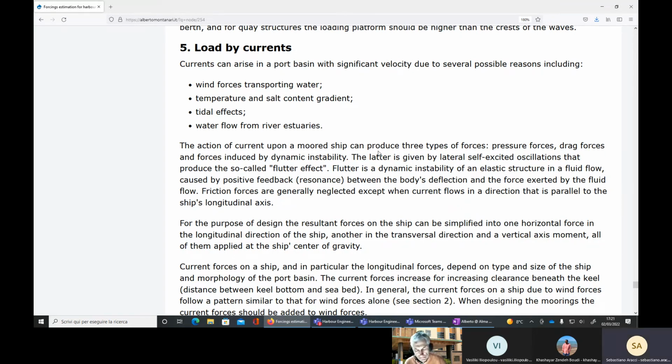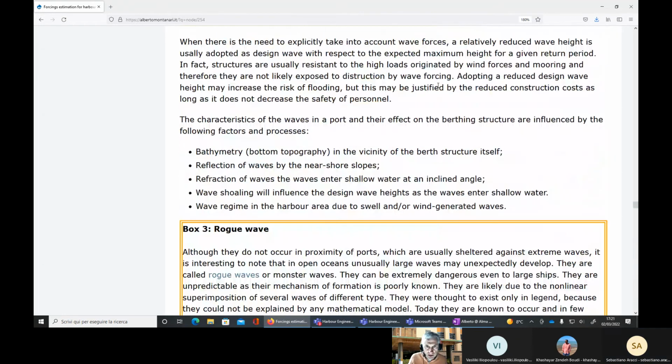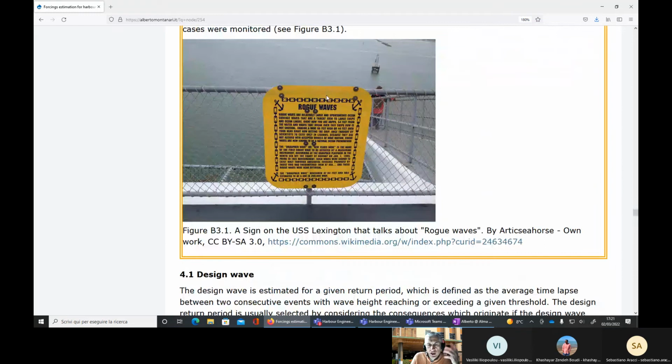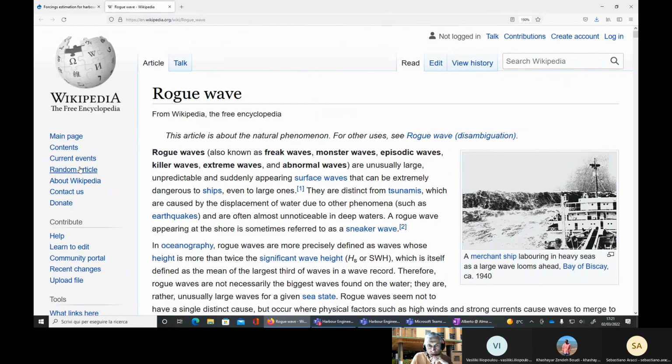Yes, just a quick one. I couldn't understand the name of the big waves, the single big waves. How are they called? You see here, I have a box in my website. Okay, rogue wave. Rogue wave, yeah, or monster wave, or mega waves. But there is here a link, Wikipedia, and freak waves, monster waves, episodic waves, and it's very interesting.